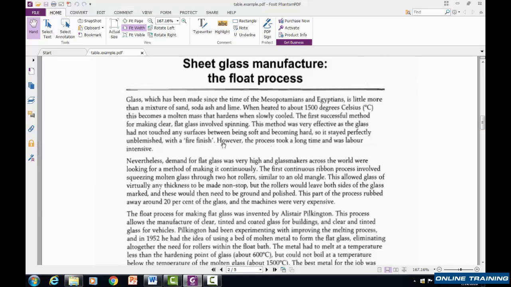It says, last sentence, "However, the process took a long time." Long time is a synonym for slow. Was slow and, there's our "and," labor intensive. So the answer for the next one is labor intensive. Right there, labor intensive. I'm in the last sentence, everyone. We see it right there. "However, the process took a long time and was labor intensive." That's our answer. And long time is a synonym for slow.